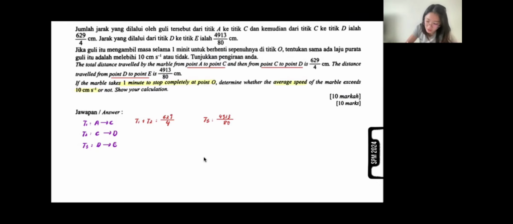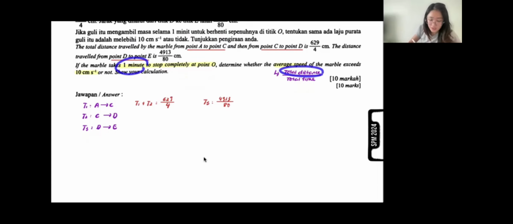Show your calculation. Okay, now over here, average speed formula is what? Total distance over total time. So later we are going to find this out. Okay, total time they given to you already. Total time is 1 minute. So our job is to find out total distance, understand? Okay, so over here, let us break down these two into formulas.